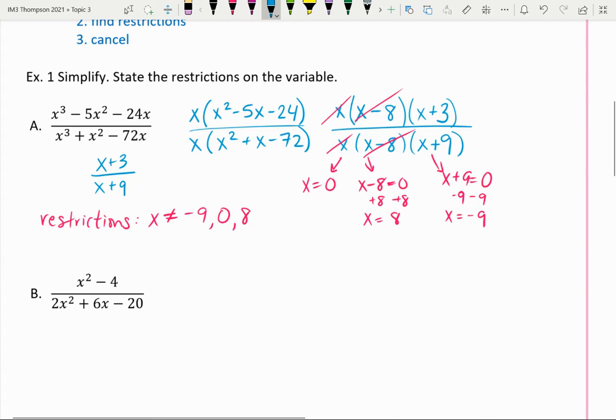You might be tempted to try to simplify that more. I've seen students cross out the x's. I've seen students try to simplify the 3 over 9. You can't. I can only cross things out if they're multiplied. This is an expression that's added. That has to stay. Cannot simplify that. I can only simplify factors that are multiplied. I can't break that up. x plus 3 has to stay together. x plus 9 has to stay together. So here is my simplified expression and my restrictions.